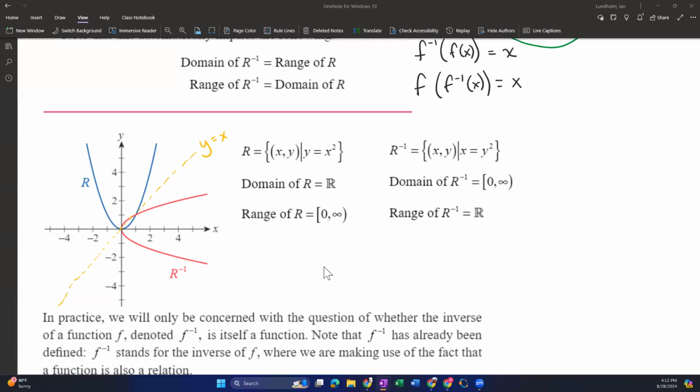So one element, or yeah, I guess any element here. Let's say any. That's better. Any element in the domain gets mapped to one unique element in the range.